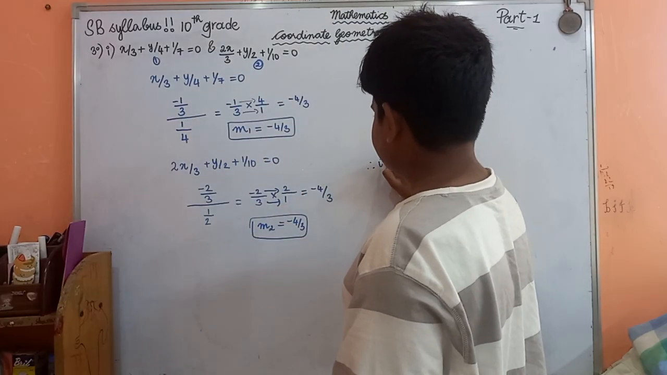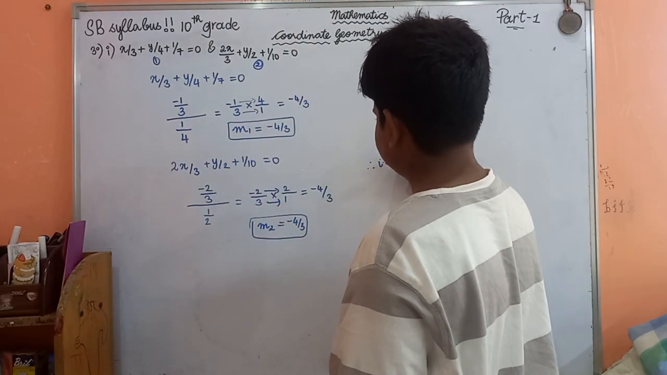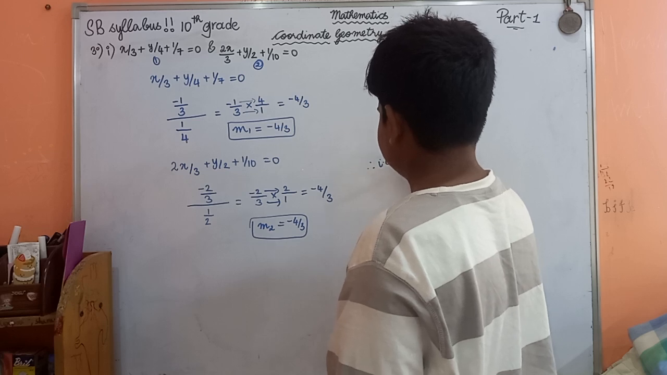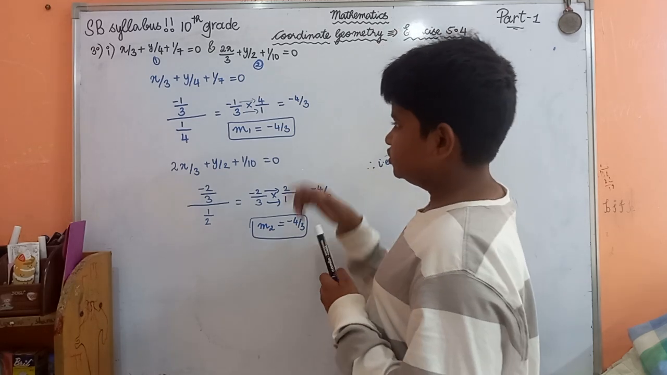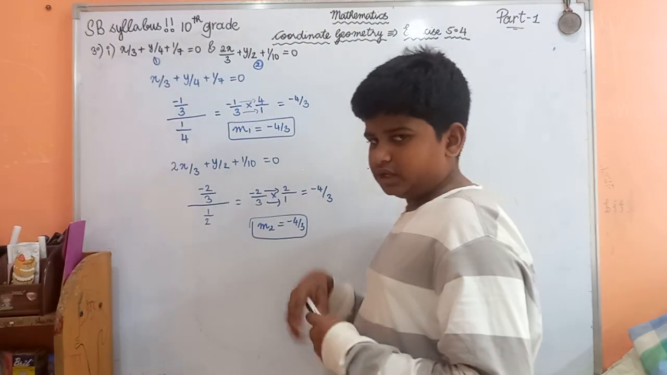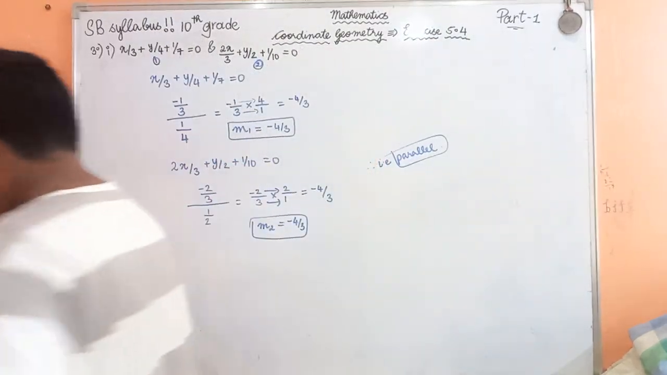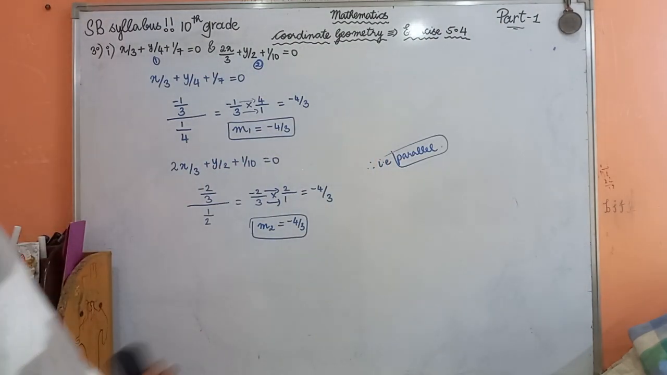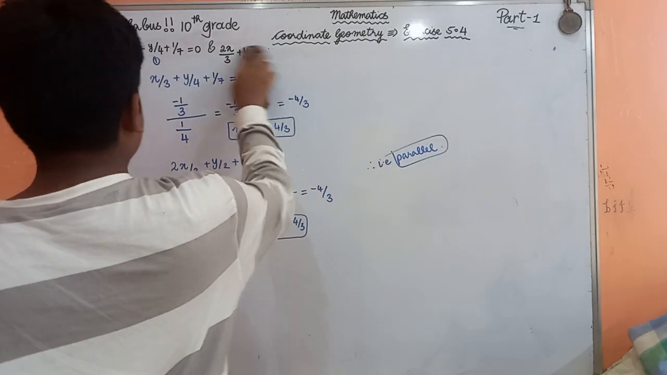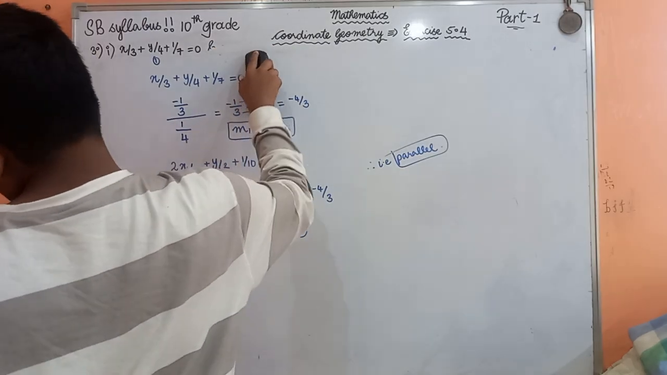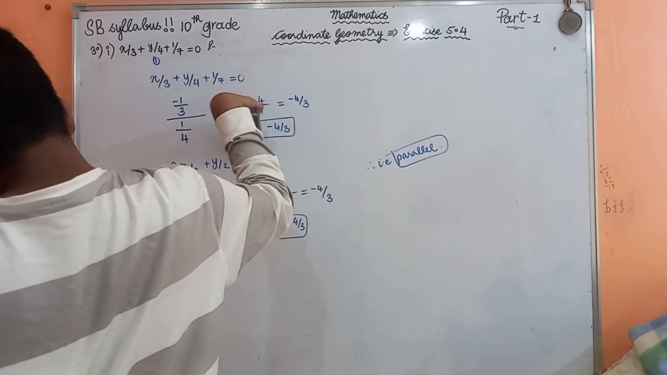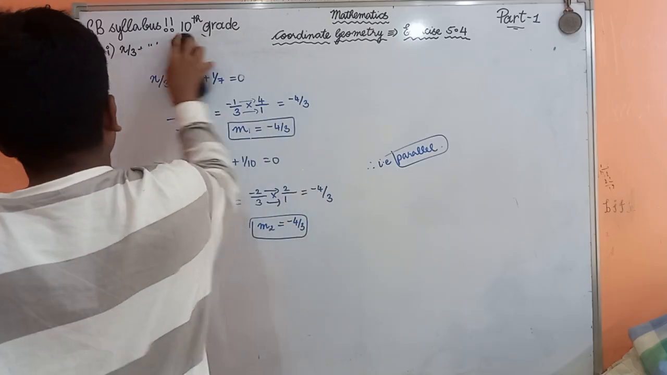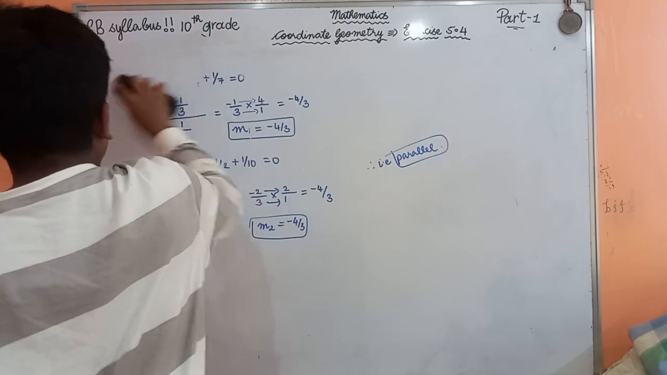Therefore, the lines are parallel. Since m1 and m2 are equal, the lines are parallel. If they were not equal, it would mean they are perpendicular. So the next sum will be perpendicular, guys. We'll be looking at that shortly.